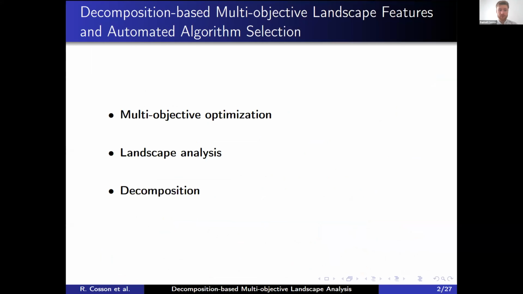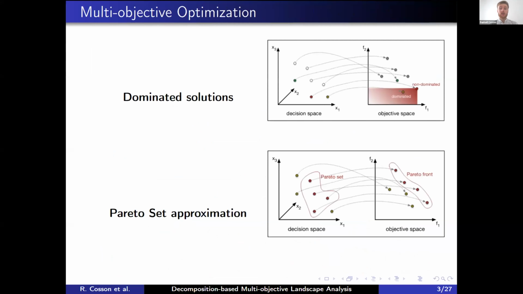As the title says, this work is about multi-objective optimization, but also landscape analysis and decomposition. First, I will present a minimal background about those three notions. Multi-objective optimization is when we try to optimize, usually minimize or maximize, a fitness function which returns two or more values. As motivation, many real-world problems are, in fact, multi-objective.